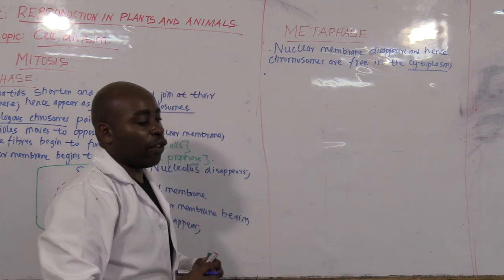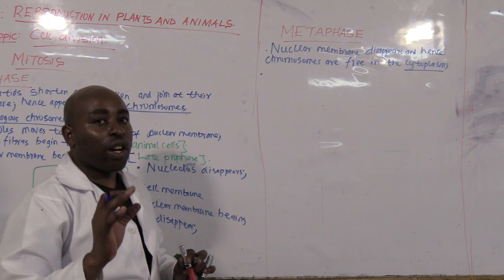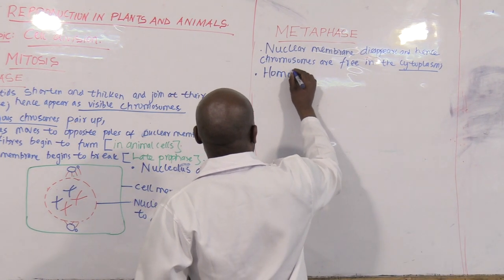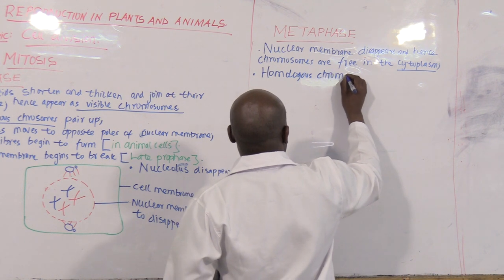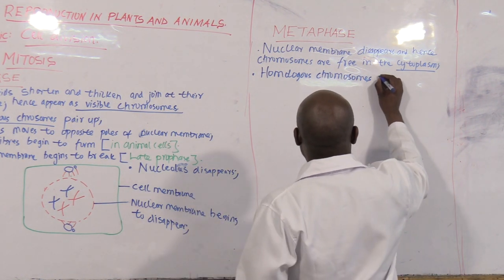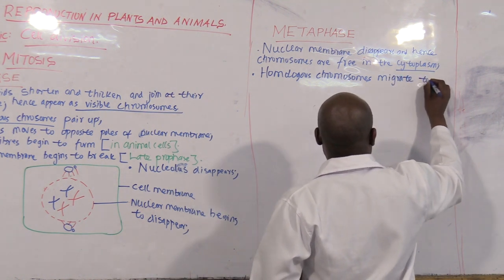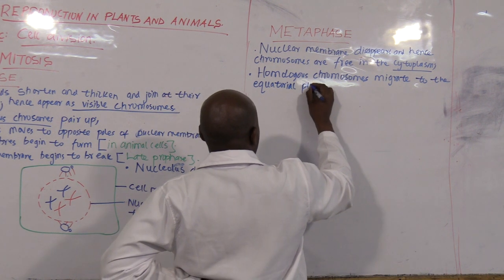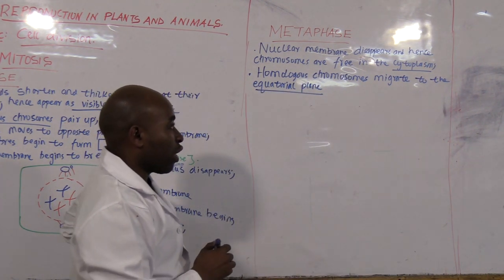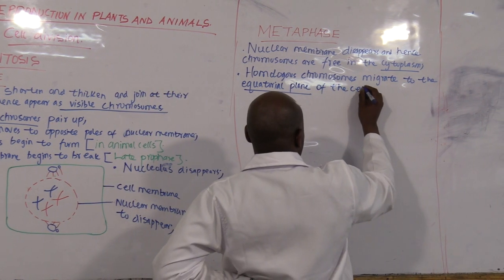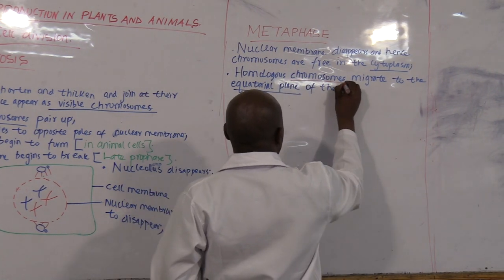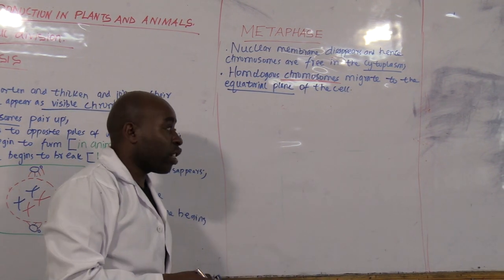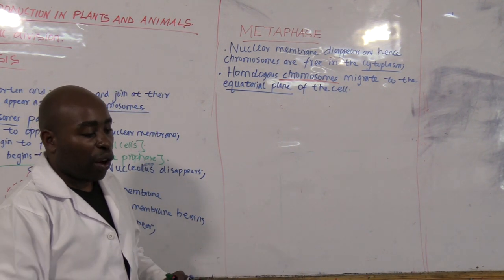Number two, during metaphase. Now this is very important. So the chromosomes, not chromatids, but chromosomes. So these homologous chromosomes will arrange at the equator of the cell. Homologous chromosomes migrate to the equatorial plane, or to the center of the cell. Very important here: homologous chromosomes and not sister chromatids.